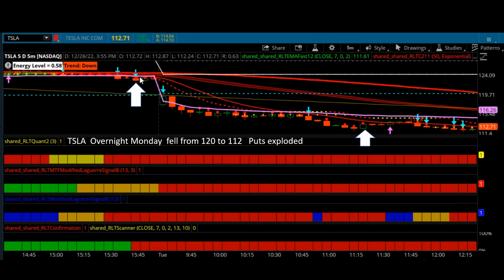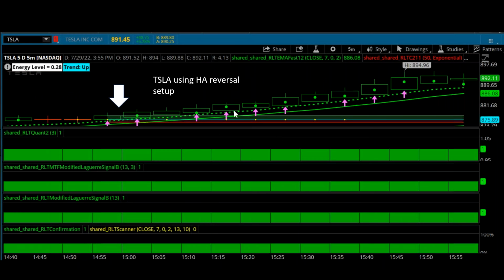We probably went out 2 weeks, and we took them overnight, and the stock fell overnight based on this. What the indicators told us was likely to happen, it fell from 120 to 112. The puts exploded. Made a lot of money on that, about $7.50 a contract on the puts. That was pretty nice. And this is the one we looked at earlier. Same thing. Just so you can see what the compass system does here.